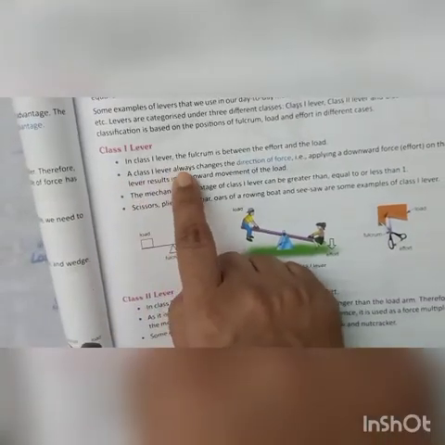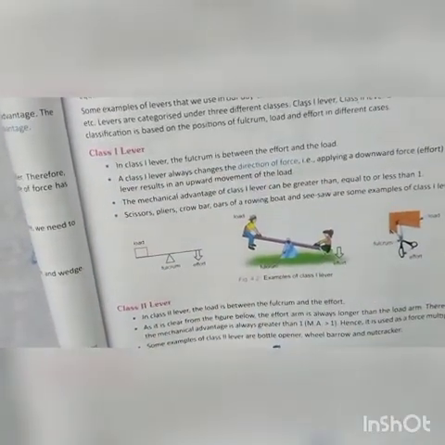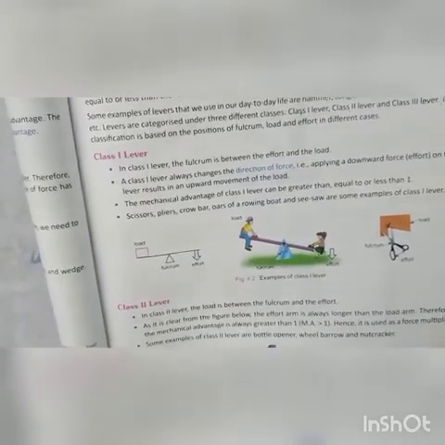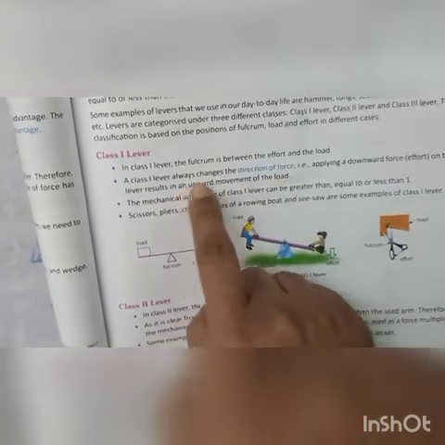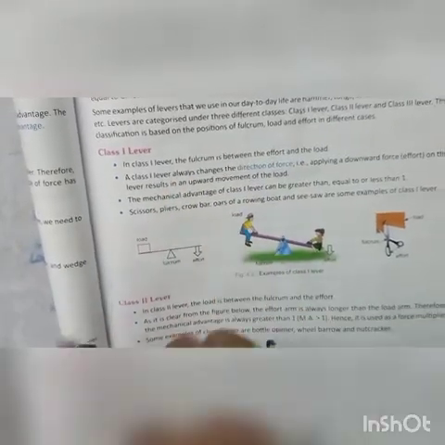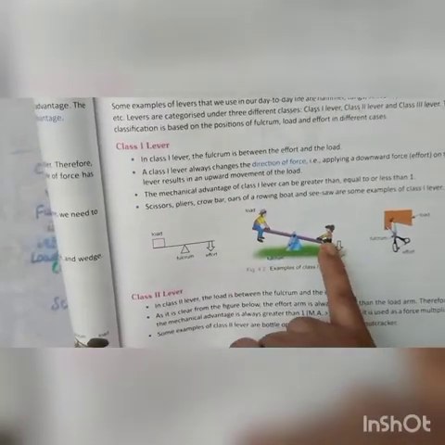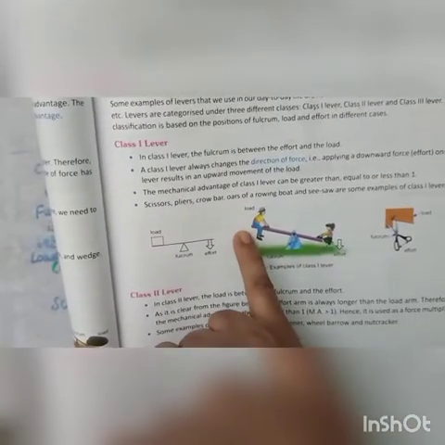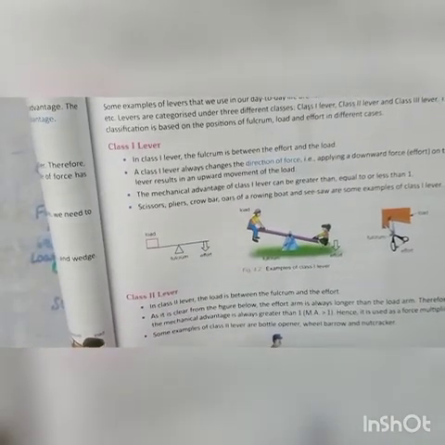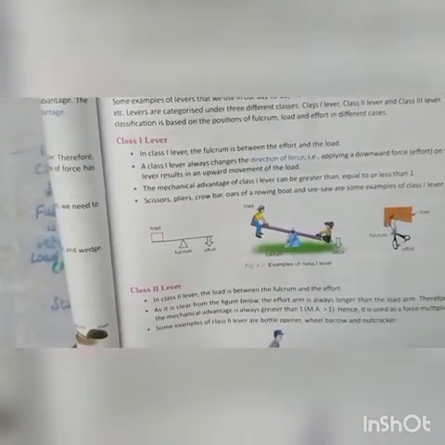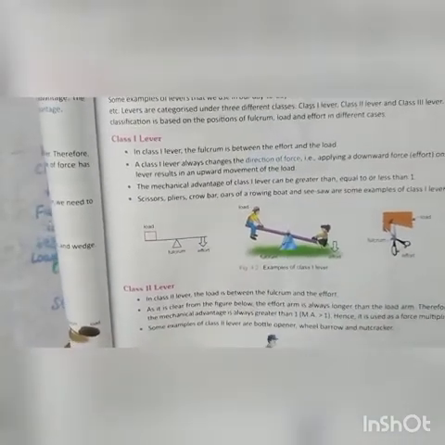A class 1 lever always changes the direction of force, that is applying a downward force on the lever results in upward movement of the load. Okay, now what is the property, next property of class 1? class 1 लीवर में कैसे होता है? एक साइड से आप फोर्स देते हो तो दूसरे साइड में मूवमेंट जो रहता है वो हमेशा अपवर्ड मूवमेंट रहता है. Okay, so whenever you are using your scissor, that time also the same thing happens.